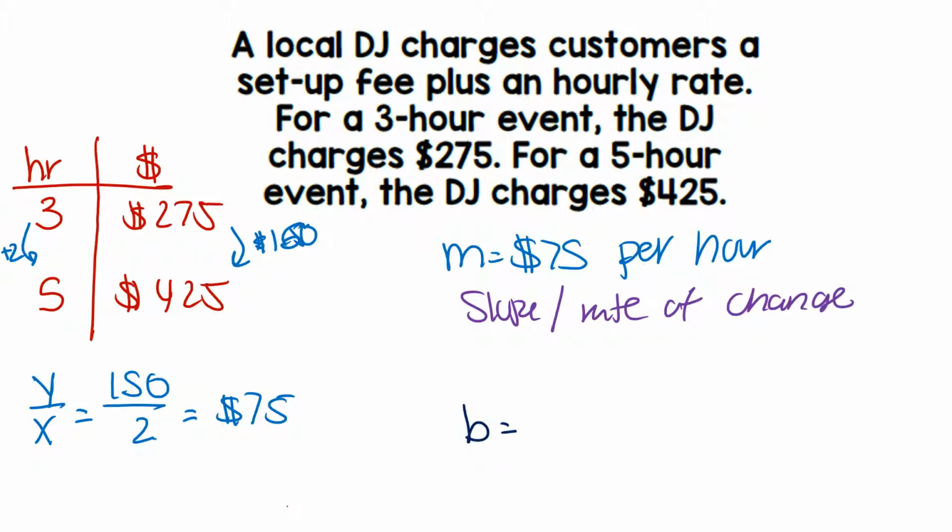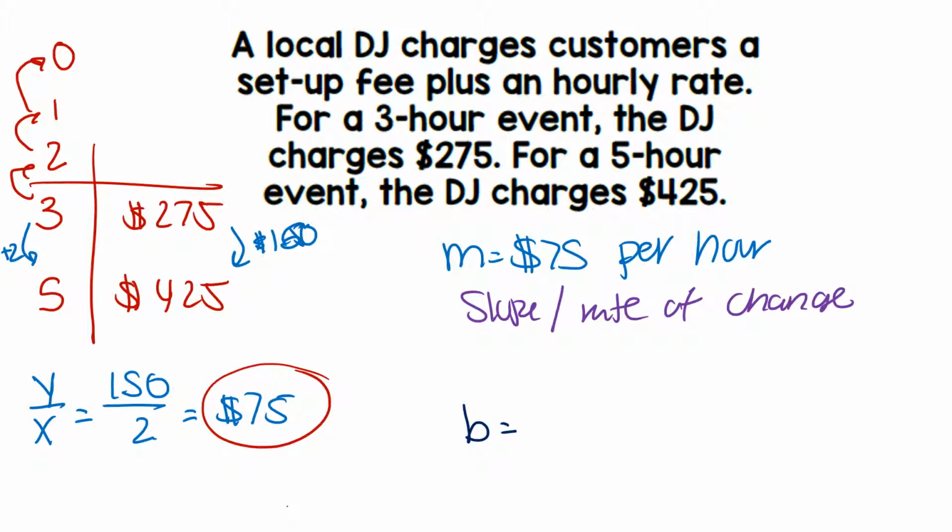Now, the b value is when it has to start at 0. Our table does not start at 0, so we have to work backwards. We go backwards one at a time. So we're going to go back to 2, back to 1, back to 0. And we're going to use our answer 75.